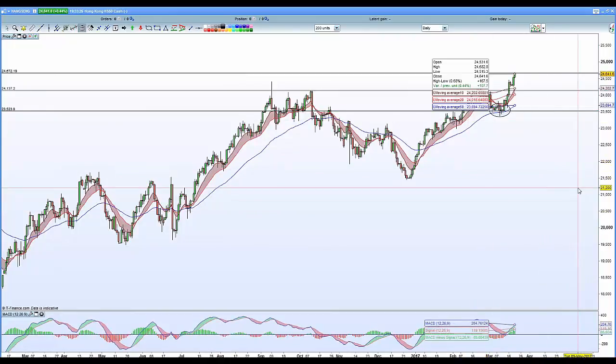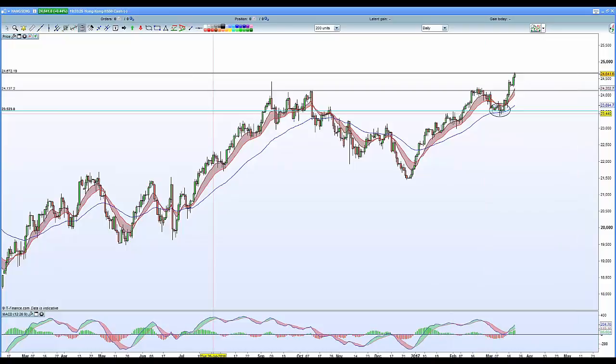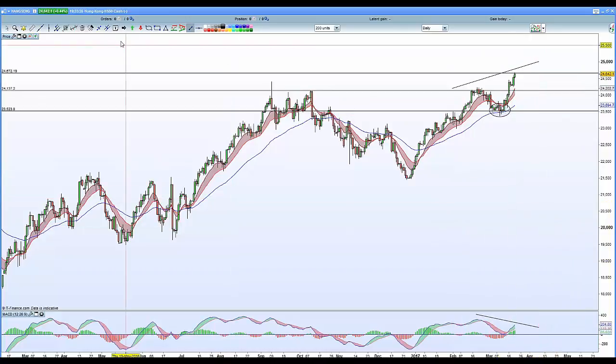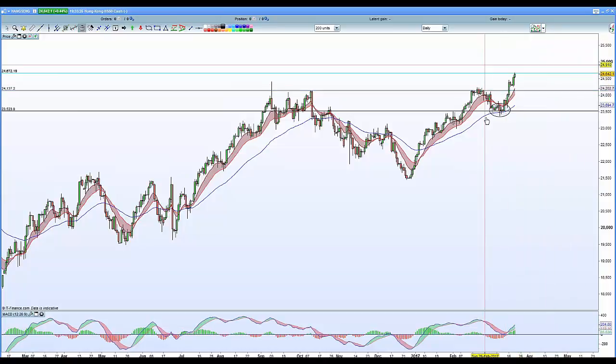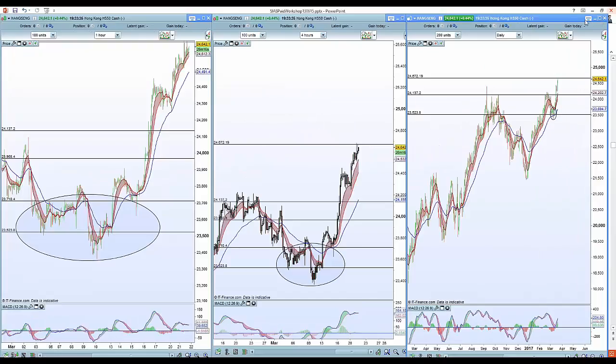I'll be a bit concerned. I'll pay attention to the bearish divergence though, because there's a lower high here, a higher high here. But because it's on the daily chart, unless you're trading swing type of trades, it's going to take some time before you start rolling over. But just take note of the bearish divergence.